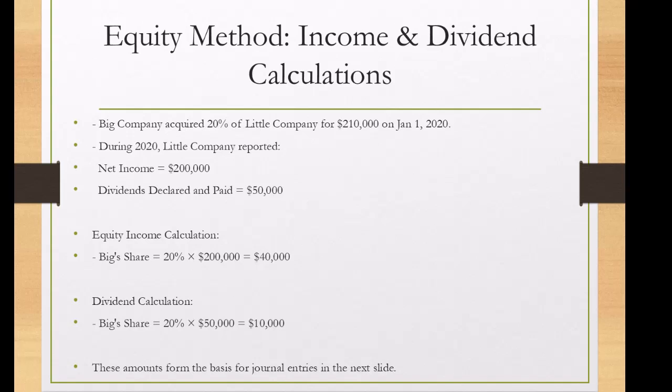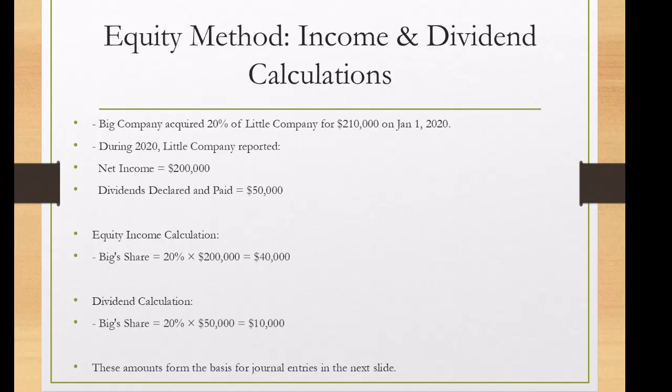For the income, 20% of $200,000 gives us $40,000. This means Big will recognize $40,000 in income and increase its investment account by the same amount. For the dividends, 20% of $50,000 equals $10,000.